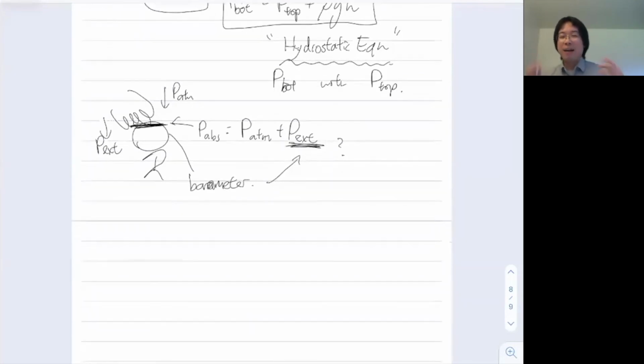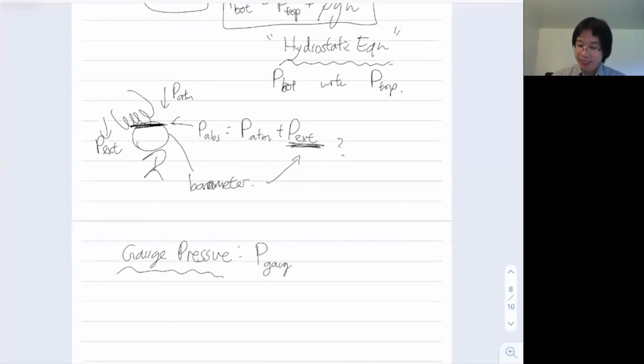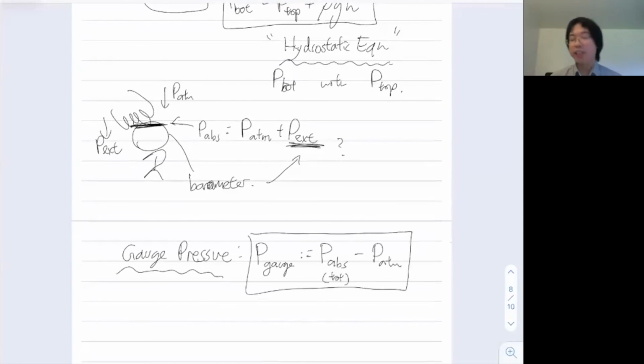So atmospheric pressure is always there, right? So sometimes we want to subtract away that. So here comes the idea of gauge pressure. It's a weird term, I know. But gauge pressure is basically the absolute pressure, whatever, the total pressure. Sometimes I like to just call it the total pressure. Subtract away the atmospheric pressure. So that's the definition of gauge pressure.